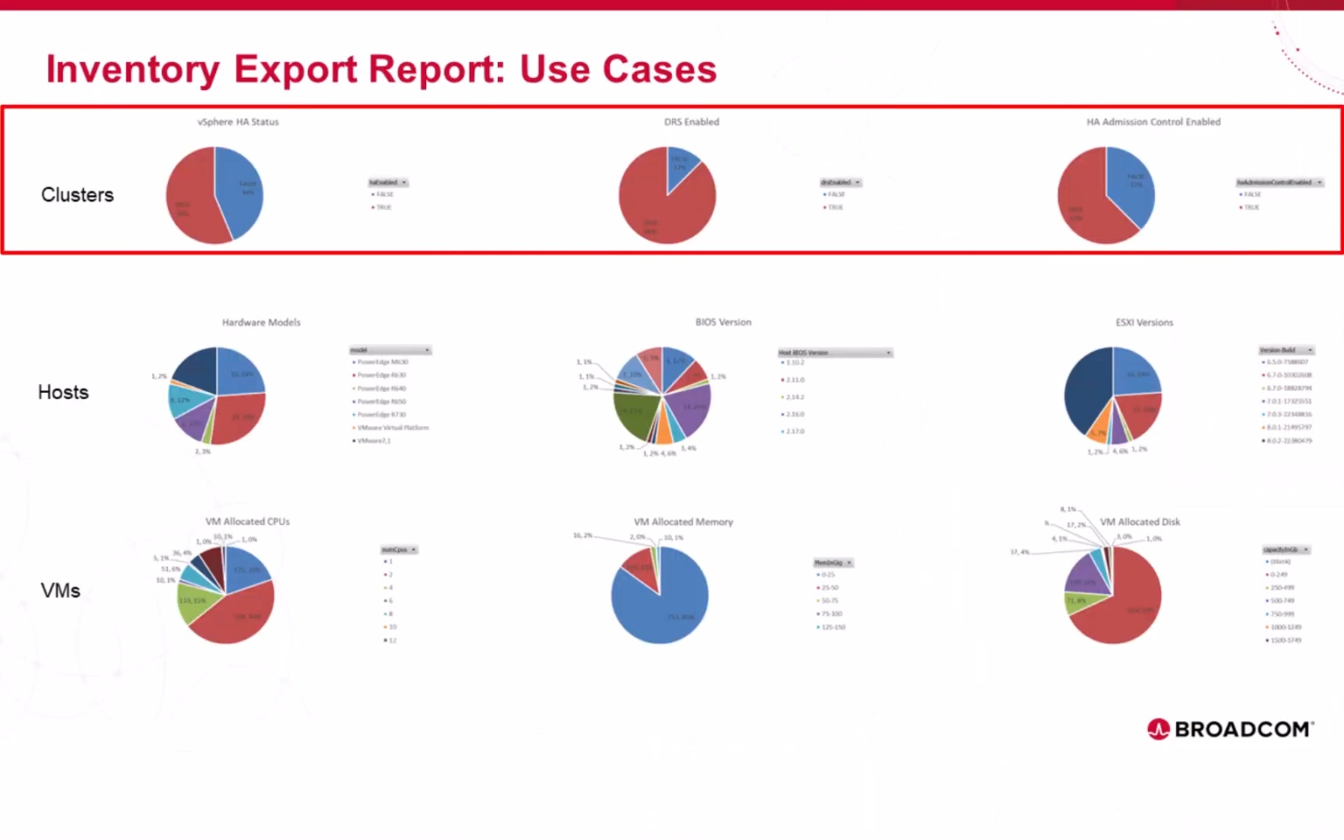Now in part two, I'm going to show how you can leverage the report to visualize the state of your clusters. I'm going to specifically be focusing on HA status for vSphere, DRS, and HA admission control. I'm using the report that I generated in part one, so if you haven't already generated your report, please refer to that video to replicate my steps.